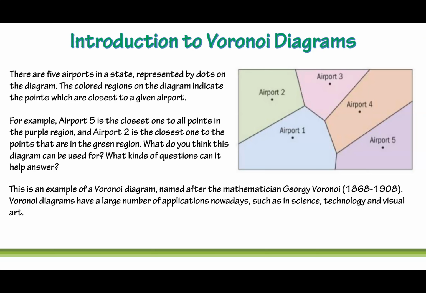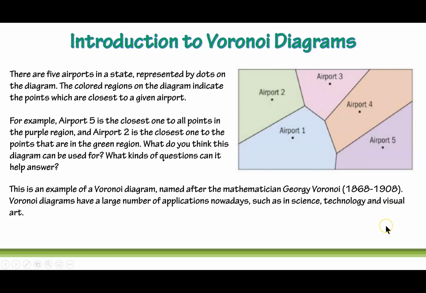It needs to be perpendicular to the line that connects you, indicating that it separates all the points the same distance apart. But that's fine if it's 2, but when it's 3 or more, you got to be really careful, and you got to apply some decent mathematics to it. So for example, going back to the text here, Airport 5 is closest to all points in the purple region. You can see that down there. And Airport 2 is closest to all the points in the green region.